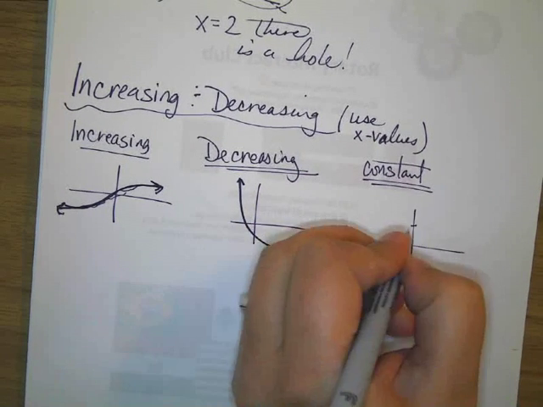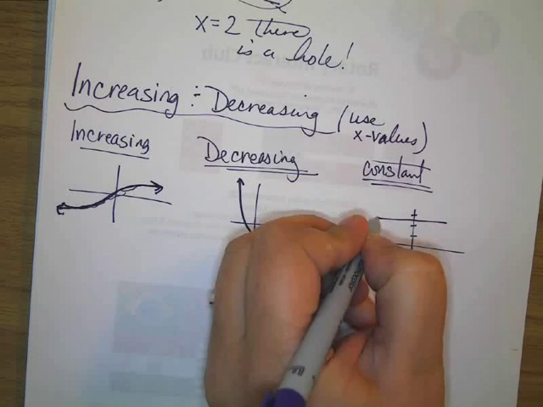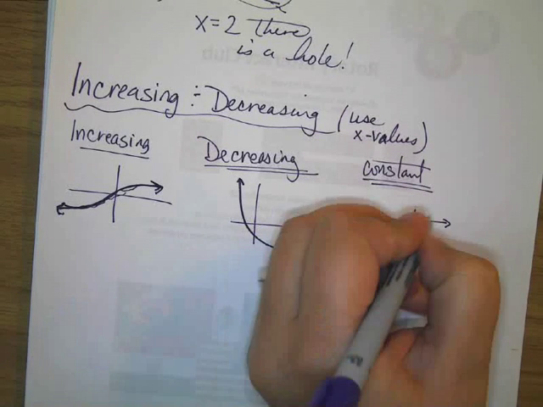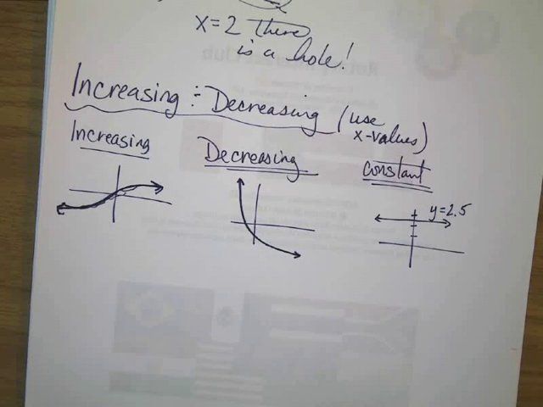We do have constant functions. A straight line. Yeah, that'd be like y equals 2.5. That would be a constant function. It's not increasing. It's not decreasing. It's staying the same the whole time.